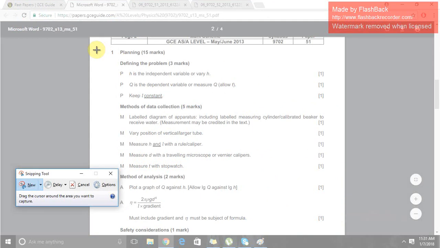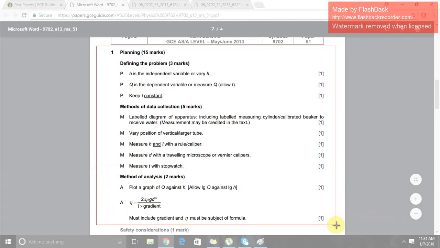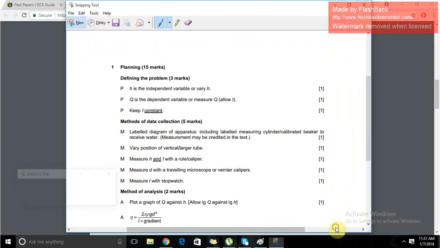So we have a total of 15 marks, so we need at least 15 points and we'll see how many we got, right? So H is the independent variable because that is what you will be changing, whereas Q is a dependent variable. And you need to keep L a constant, definitely.